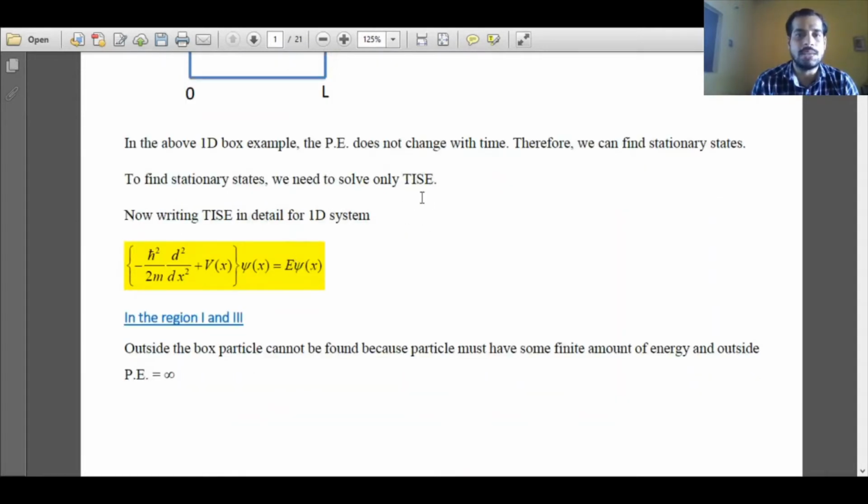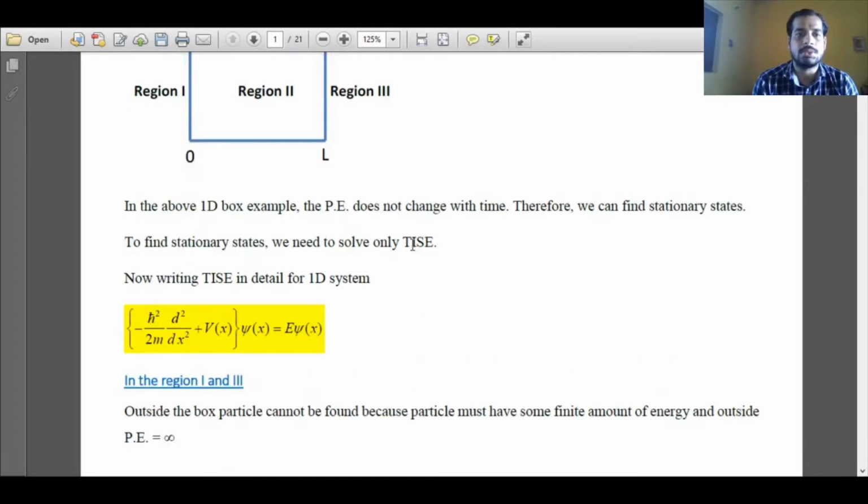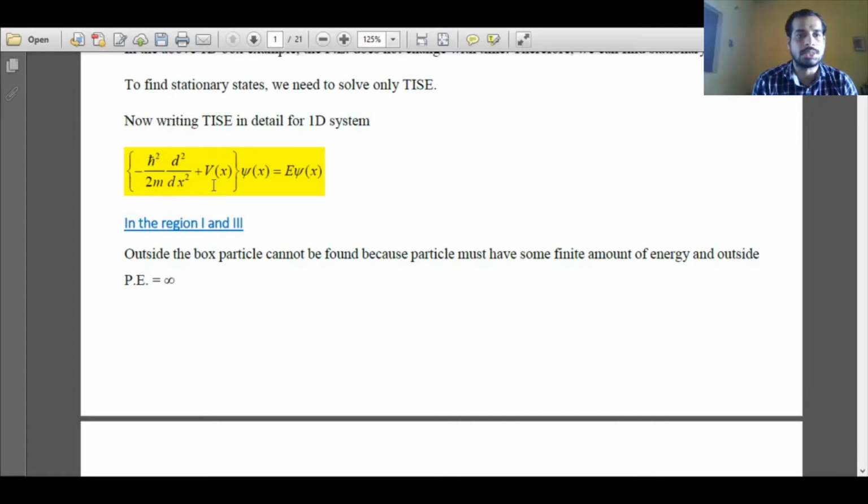TISE means time independent Schrodinger equation, and we are considering a one-dimensional system, so our variables will be only with respect to the x-axis. If I write the time independent Schrodinger equation for a one-dimensional system, the equation goes like: minus h bar squared over 2m, d squared over dx squared, plus V(x), psi(x) is equal to E psi(x). The first term is the kinetic energy part, the second term V(x) is the potential energy part, psi(x) is the wave function, and E is the eigenvalue of energy.